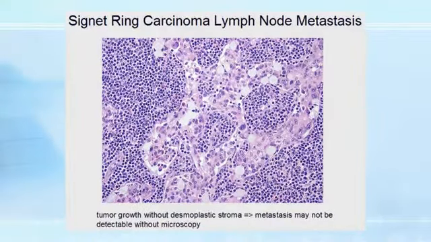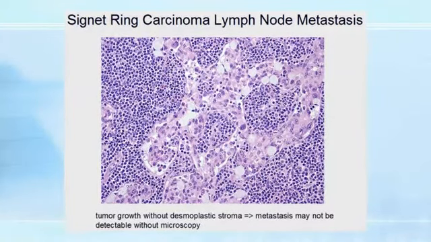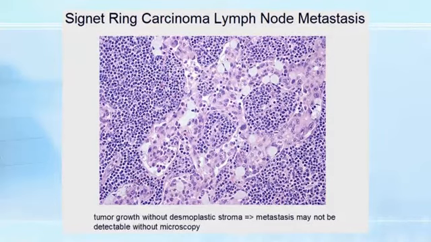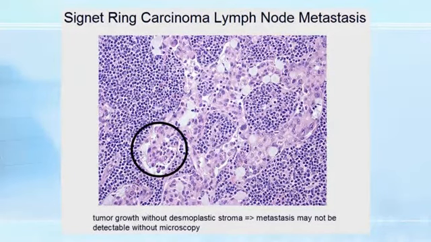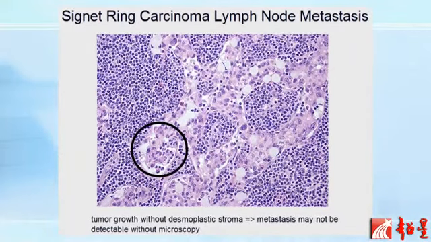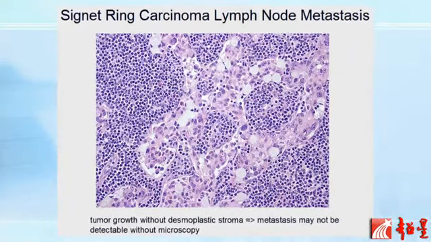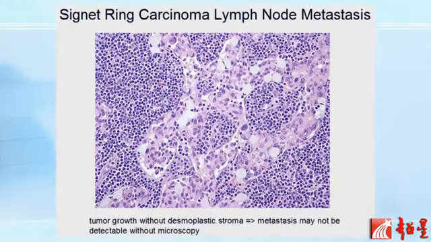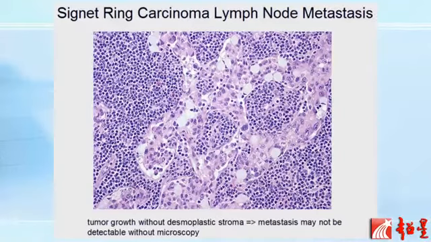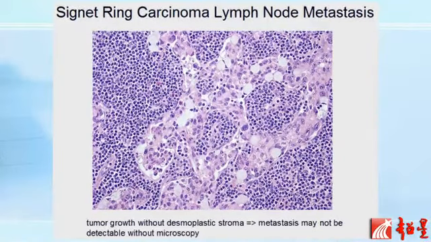Now here the picture shows us a lymph node with many lymphocytes. And in the sinus of the lymph node, we can see these big cells, these atypical cells. These are tumor cells, these big cells. So this means metastasis to the lymph node.